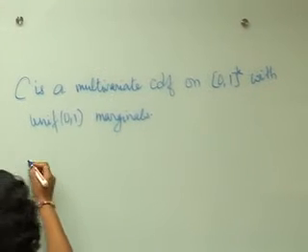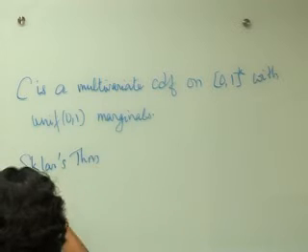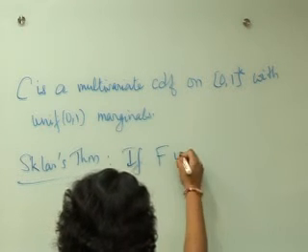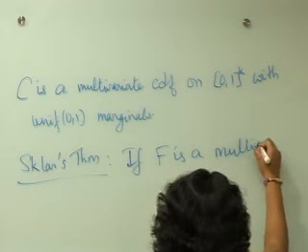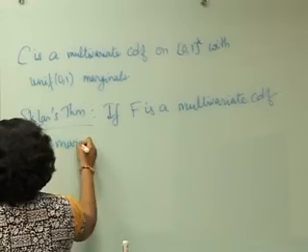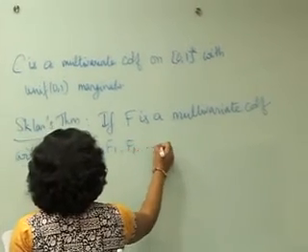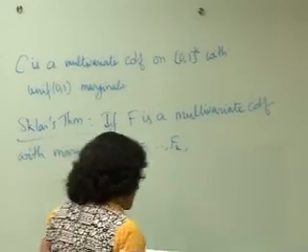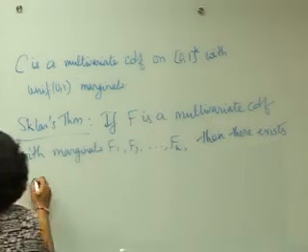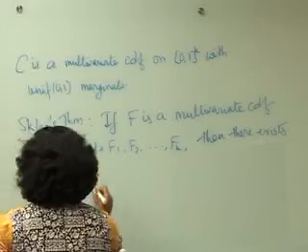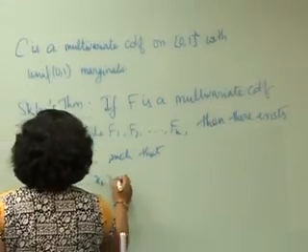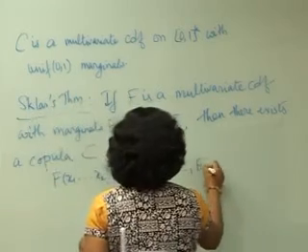Now what is interesting is called Sklar's theorem, which says that what we wanted actually is true: if F is any multivariate CDF with marginals F1, F2, up to Fk, then there exists a copula C, a function with all these properties, which satisfies F of x1 through xk is C of F1 x1 through Fk xk.